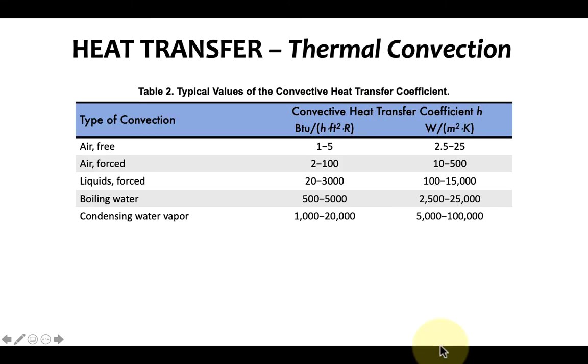This table provides values for the convection heat transfer coefficient, which is the h value, under various conditions, whether it is in a condition of boiling water or in condensing water vapor.